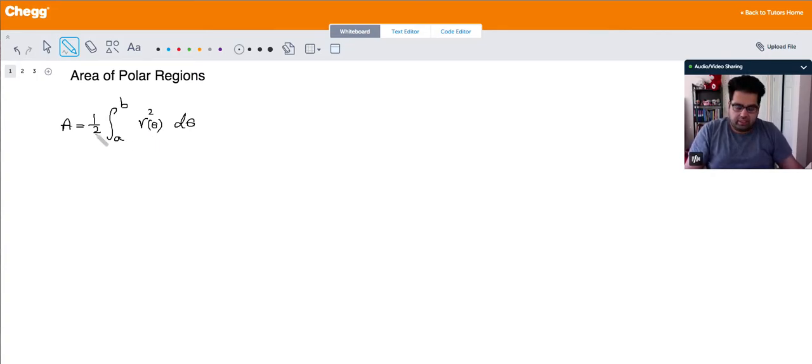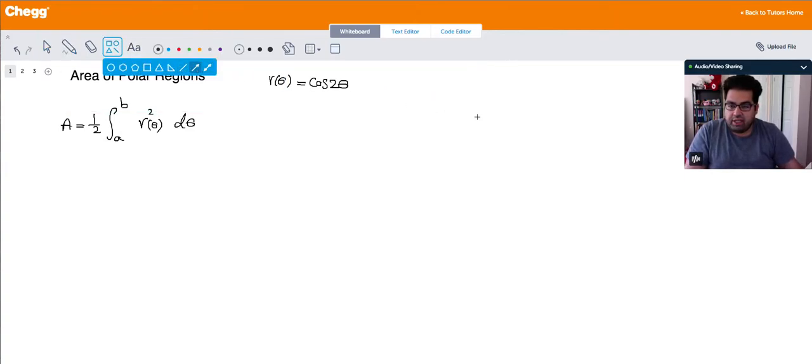So let's look at one of the examples that I have here. Let's consider the function r of theta equals cosine of 2 theta. In order to figure out how to find the area of it, first we need to visualize it and get the idea how the graph looks like. So let's graph this one.